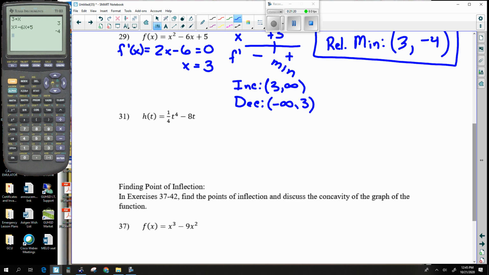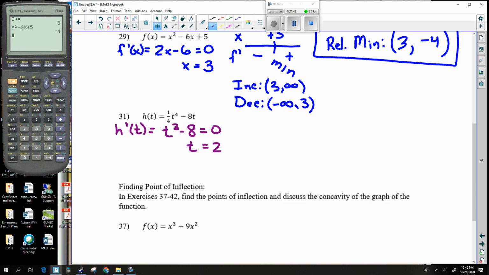Okay, same idea with number 31. Let's do the purple. So we take our derivative of this, and this is going to be t to the third minus 8, and so that would mean critical numbers would exist when t is equal to 2. Okay, so there's our critical numbers.